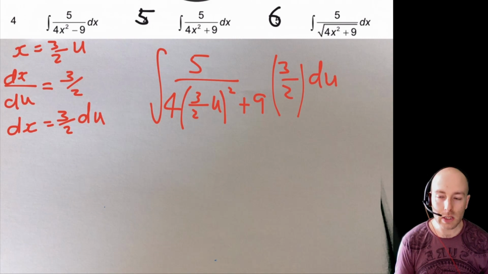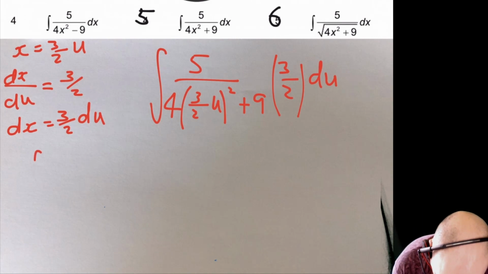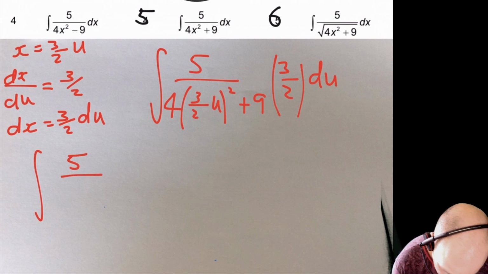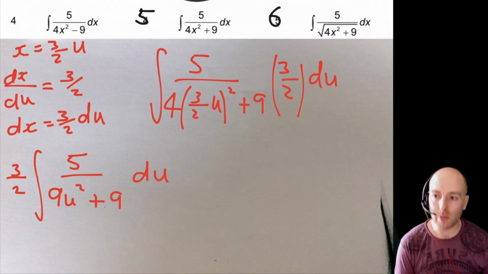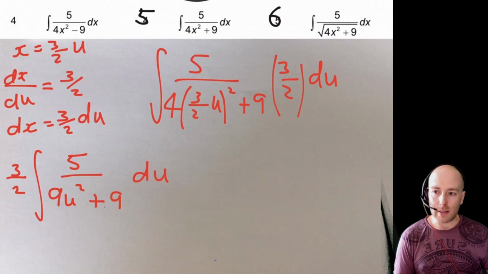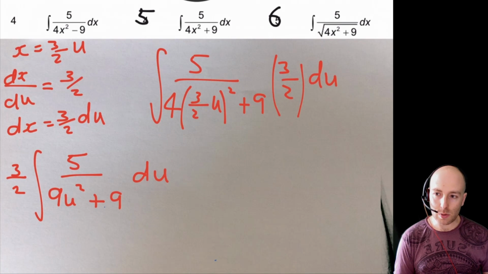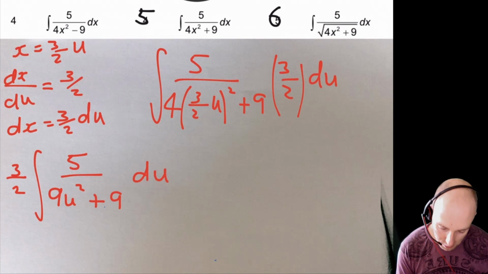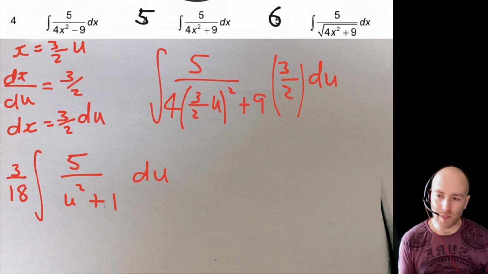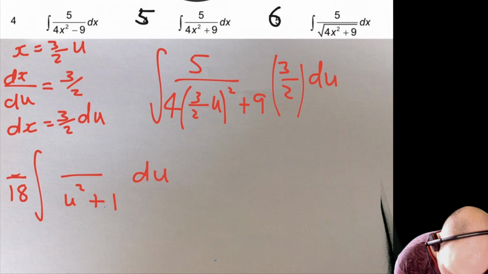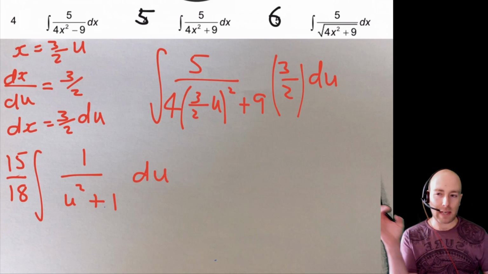So if I keep working this through and simplify, we're going to get 5 over 9u squared plus 9, times by 3 over 2. I'm just going to put the 3 over 2 out the front, du. Okay, 9u squared plus 9. How we're going to integrate that is using trig. So I'm going to take out a factor of 9. So get rid of these 9s, put them outside here as an 18 on the bottom. And I'm going to take the 5 out as well. Why not? So I'm going to make it 15 over 18 times 1 over u squared plus 1. So I've taken everything out that I can.